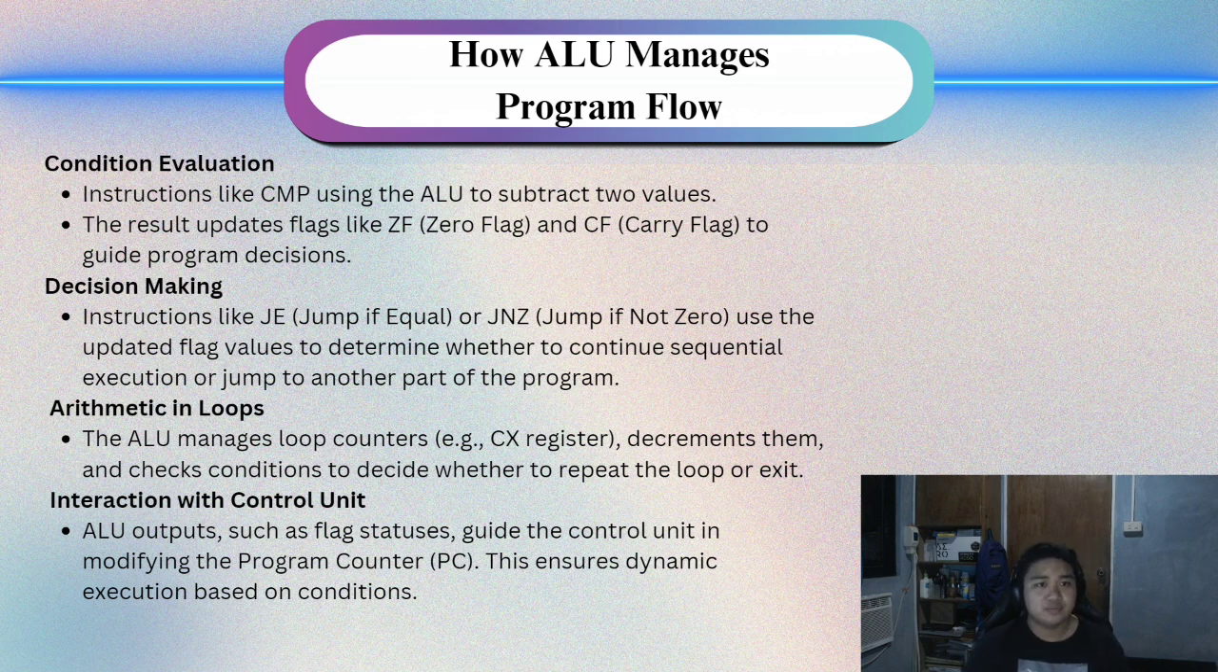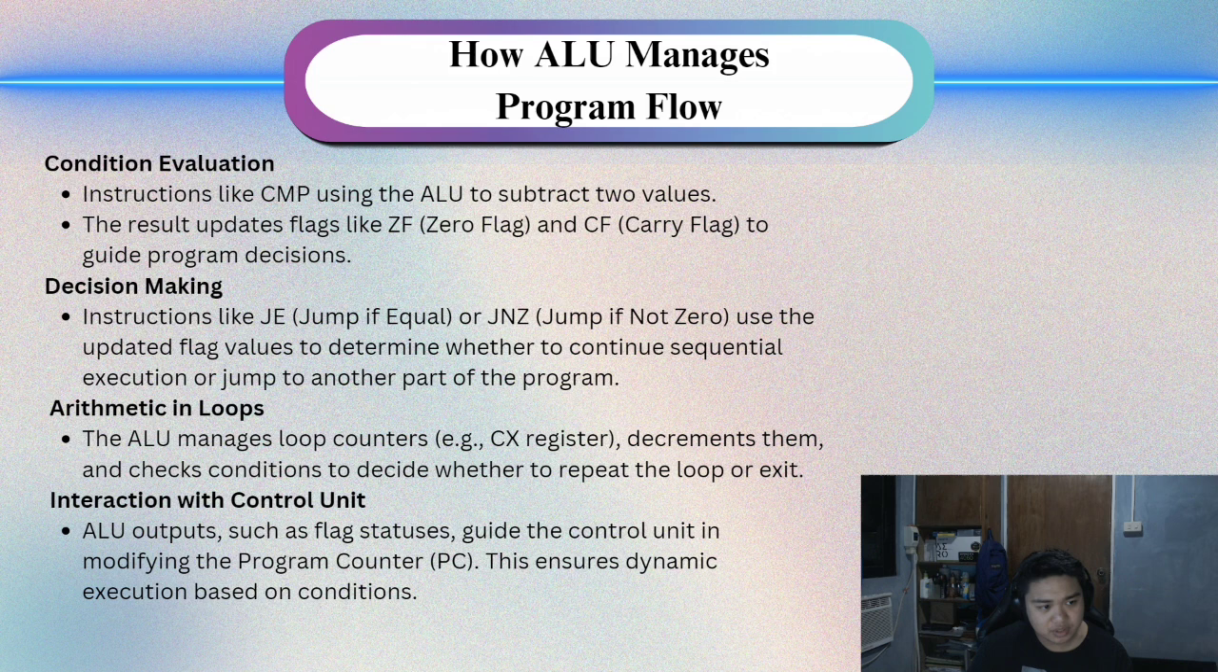How the ALU manages program flow. Condition evaluation: instructions like CMP use the ALU to subtract two values, and the result updates flags like the zero flag and carry flag to guide program decisions. Decision making instructions like jump if equal and jump if not zero use the updated flag values to determine whether to continue sequential execution or jump to another part of the program.